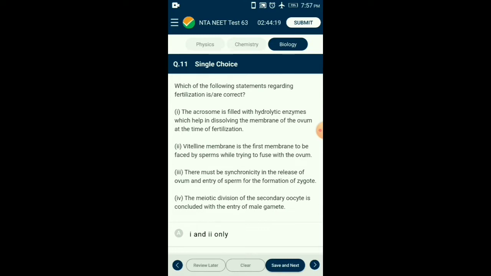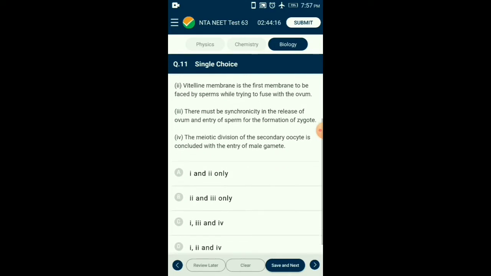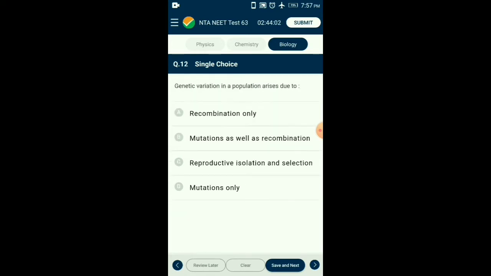So the answer for this question is option C. From the given four statements, statements 1, 3 and 4 are correctly given. Question number 12. Genetic variation in a population arises due to.